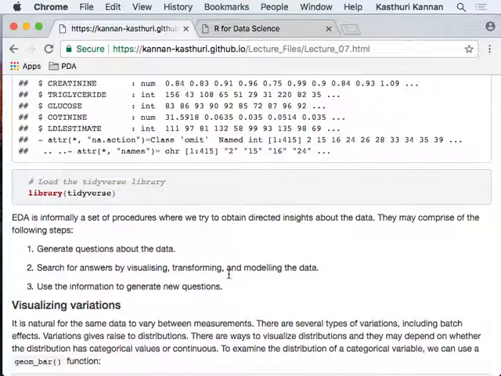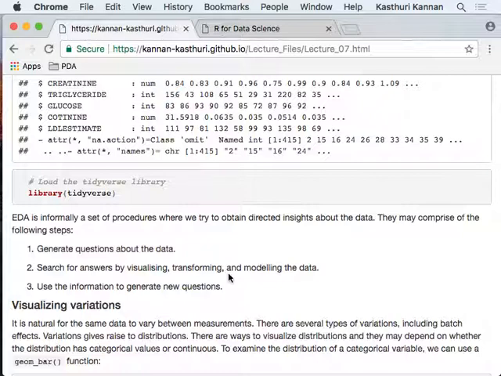All right. So EDA in general is an informal procedure. There are no strict guidelines on what an EDA constitutes, but in general, it is asking questions about the data and trying to find answers by visualizing, transforming, and modeling the data. So these constitute the EDA part of data science, right? And we can use the information to pose new questions.